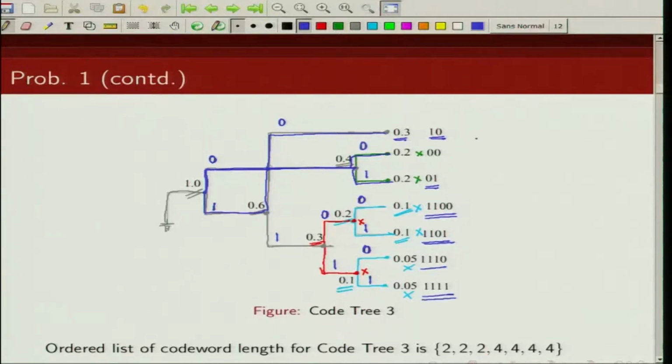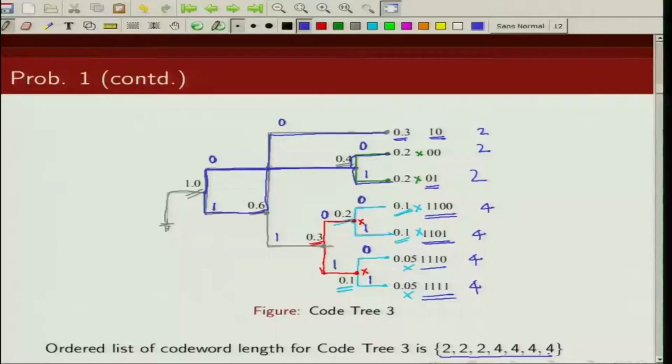So you can see I have 3 code words of length 2 and I have 4 code words of length 4. So if I write the ordered list of code words in terms of their length, you can see that this particular optimal Huffman code, its ordered list is different from what we got in the earlier 2 cases. So this optimal prefix free code is fundamentally different from what we have got in the previous examples.